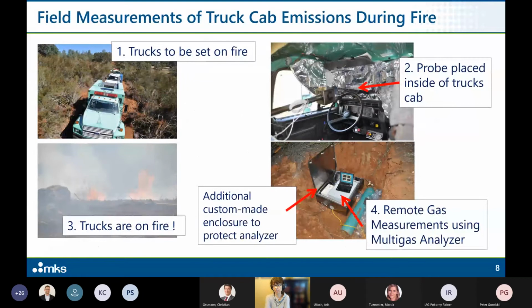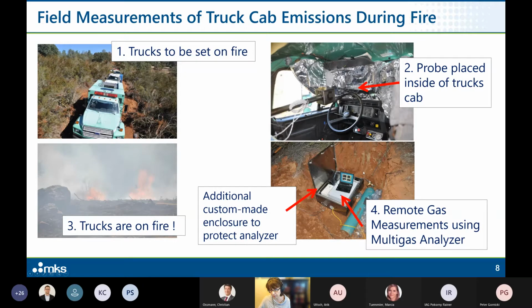So this is the test I was mentioning earlier. This was in the middle of nowhere in California a few years back, where we had some trucks that were set on fire. We placed a probe in the cab of the truck, connected to an FTIR that was placed a little further away, at a safe distance, and the trucks were set on fire.